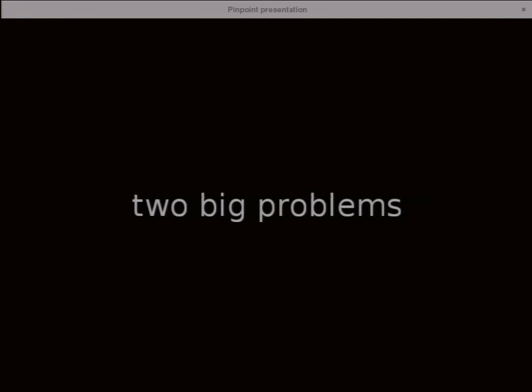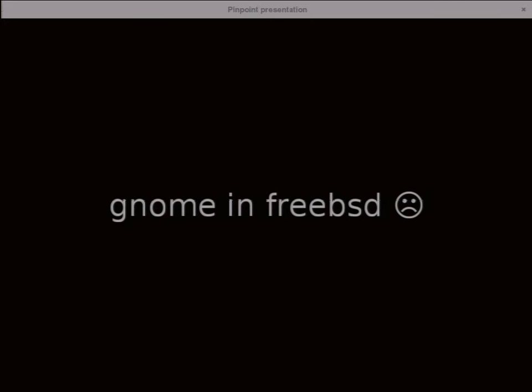I noticed that there were two big problems, and I was approaching it from the problem that GNOME had. But there was also a problem in FreeBSD, which was that GNOME on FreeBSD was not happy. There was version 2 in the ports, version 3 came out, and it was many, many years, and there was still version 2 in there.